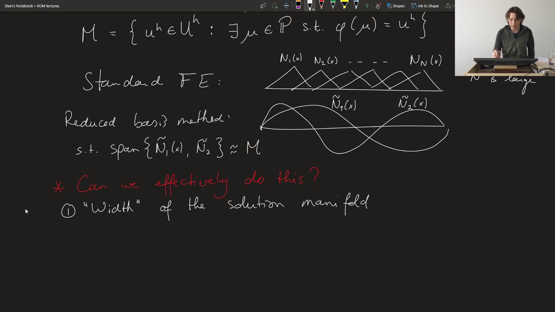Just to make sure that this is clear, the question, can we effectively do that, is based on this statement: that we have some span of just a number of basis functions that pretty much overlaps, so it's very close to the solution manifold, the set of all possible solutions. And that relies on those two points. Firstly, this concerns the width of the solution manifold, which is really a question that concerns, is this hypothetically possible?